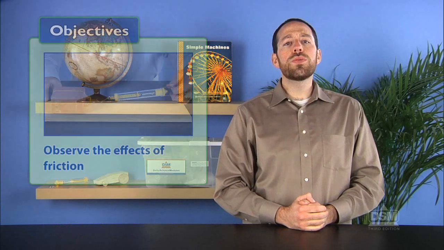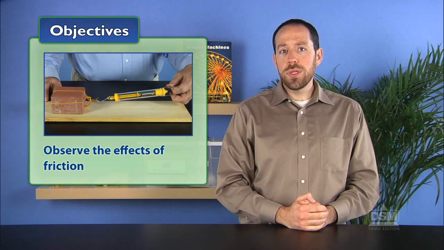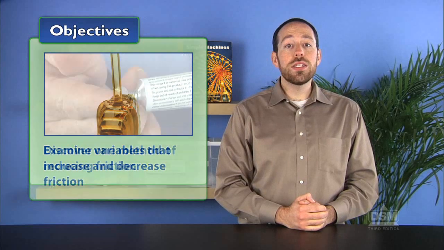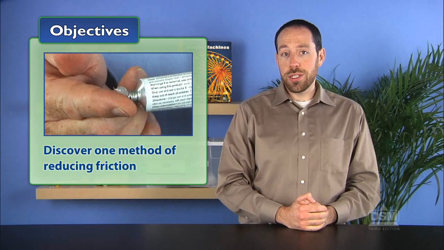In Activity 3, Friction, students examine friction and how it affects the amount of force needed to move an object a certain distance. Students first observe the effects of friction, then examine variables that increase and decrease friction, and finally discover one method of reducing friction.